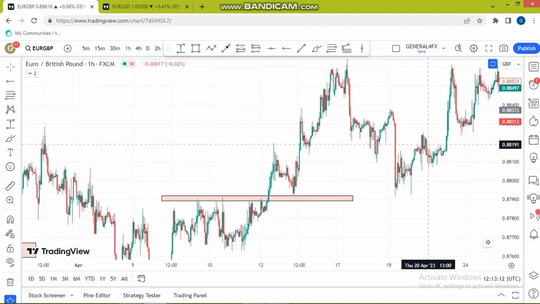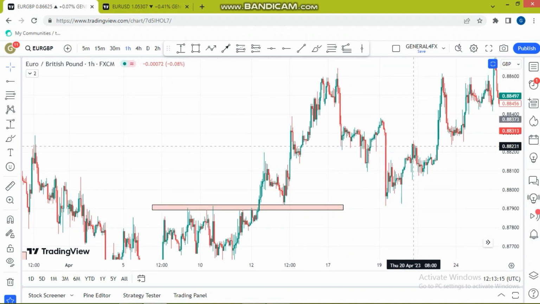And trust me, this trend continuation pattern that I just showed you guys will sharpen your trading skills if you practice it. And trust me, it has a lot of returns, as you can see, and it will improve the way you trade. So let's get to it.